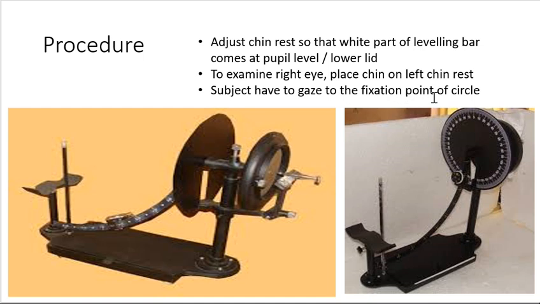The subject has to gaze at the fixation point. Now the placement of the chin and the subject is done. Now he has to gaze at the fixation point, the center of this circle. We have talked about the circular disc; he has to gaze at the center point from here. So this is the placement of the chin, the placement of the subject, and where he has to gaze. Throughout the procedure he has to gaze at the fixation point.